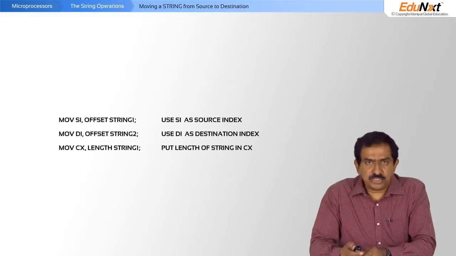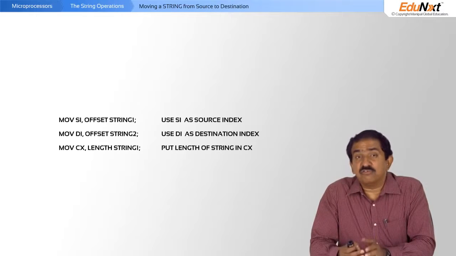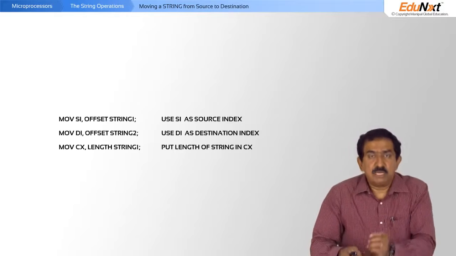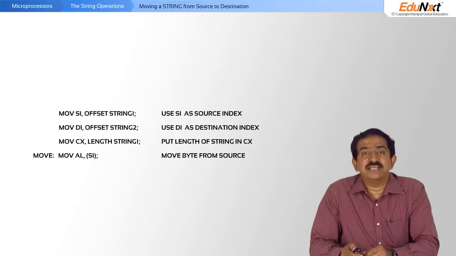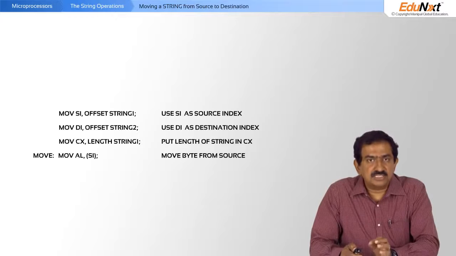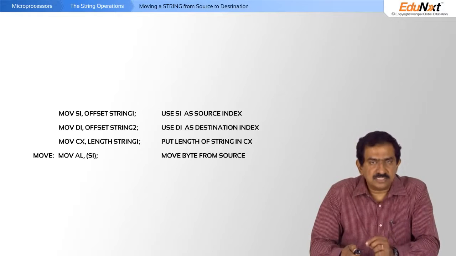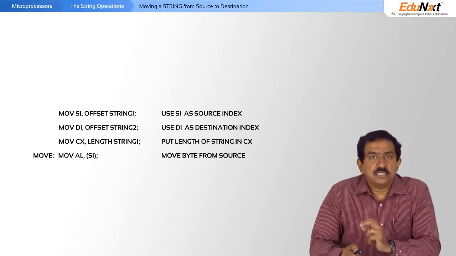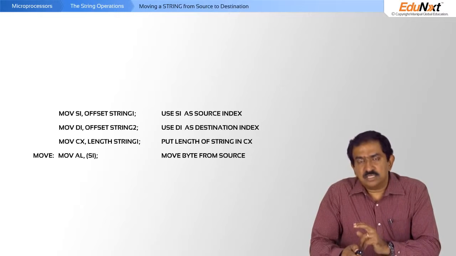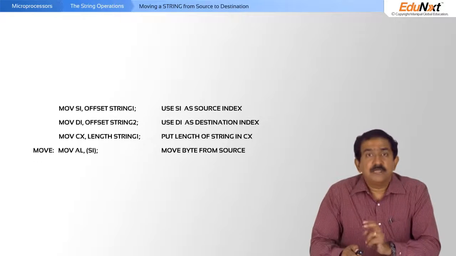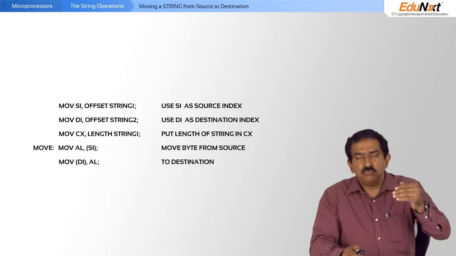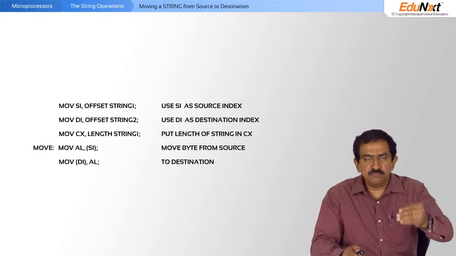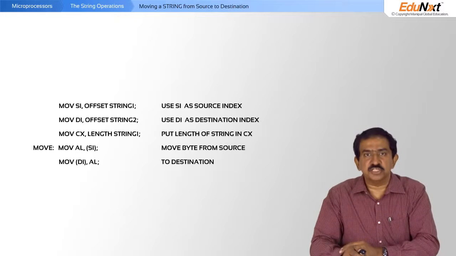So move into accumulator, because this is the equivalent of a MOVSB, right? So one byte at a time. Move into AL from the memory location pointed to by SI. Now SI is actually DS colon SI, that means data segment colon source index. The contents of that memory location move to AL, then move the contents of AL into ES colon DI, and basically therefore you have moved one byte of information from the source to the destination.